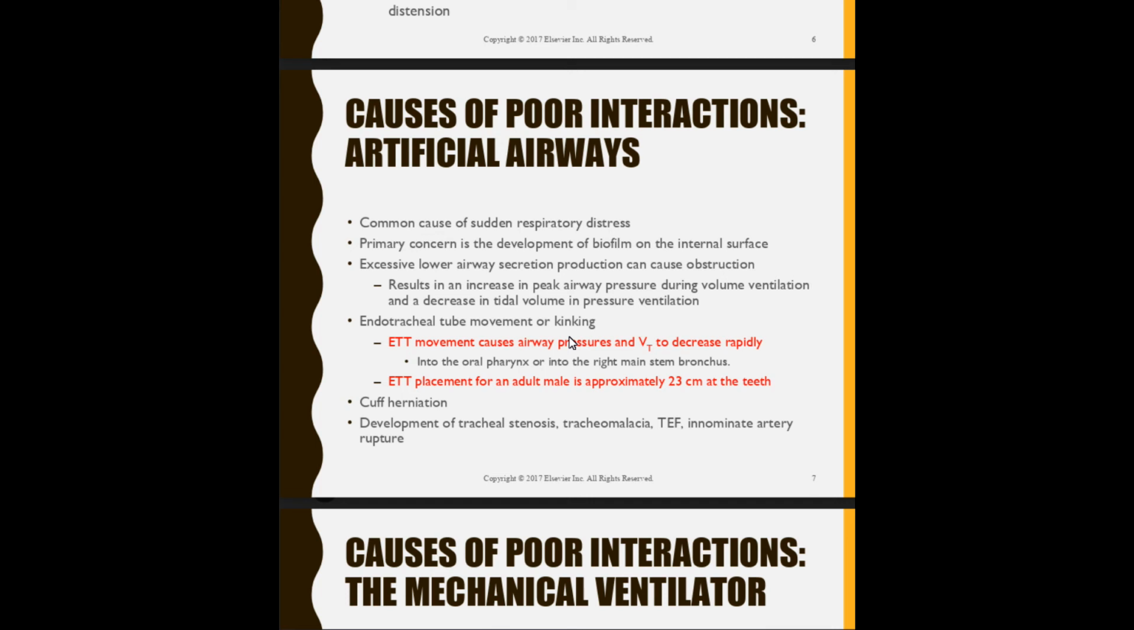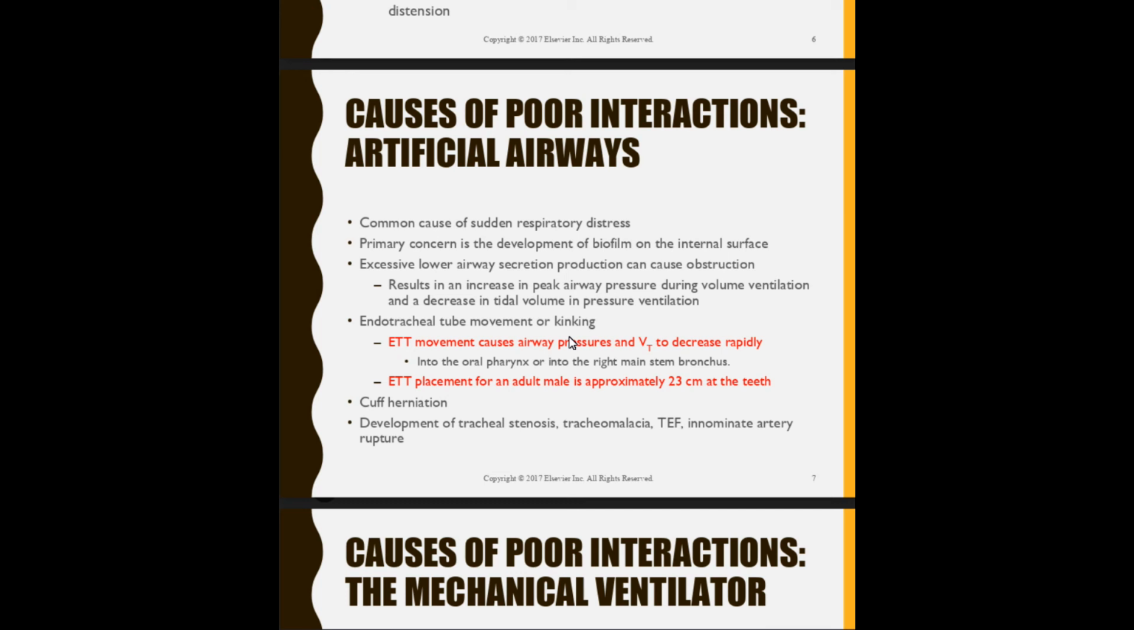Excessive lower airway secretion production can cause obstruction. That's correct, because if I have a lot of secretions down in the lungs and the alveoli, that's going to obstruct any airways from going in and coming out. And so if I have a large obstruction of secretions and I can't ventilate thoroughly, guess what then? I'm going to have a lot of VQ mismatch, and if a lot of the alveoli are blocked with secretions, I'm going to have severe shunting.